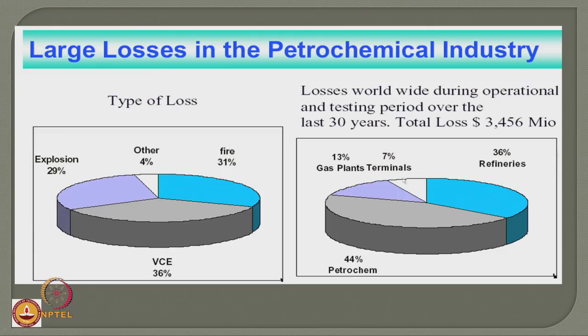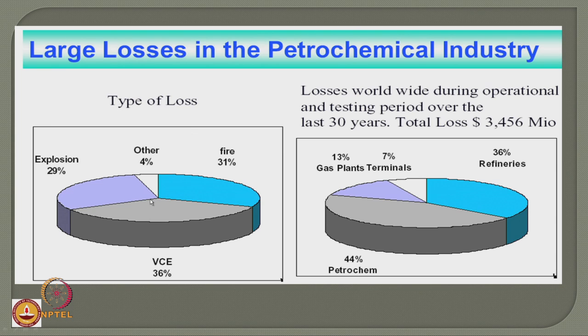If you look at the type of loss generally reported in the last 30 years in any process industry, the major loss, about 36%, is due to vapor cloud explosion, followed by fire and explosion. If you look at all of them put together, they are the three primary reasons why many losses have been incurred in any process industry.